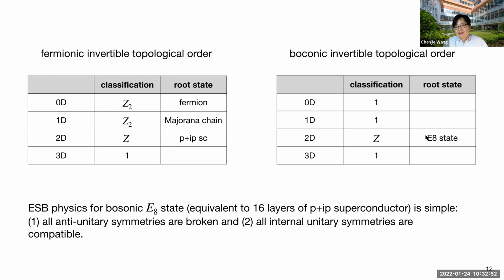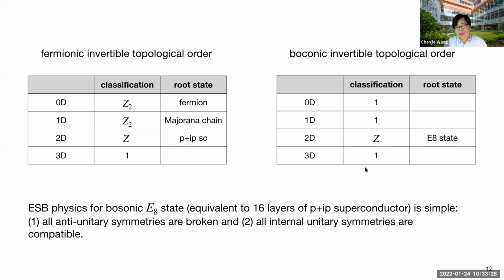For bosonic systems, in 0D, 1D, and 3D, it's all trivial, but in 2D, there is the so-called E8 state. It's more exotic, but roughly speaking, you can think of that as 16 layers of this fermion p+ip superconductor. Maybe some of you have heard of the Kitaev 16-fold way classification. So this bosonic E8 state, if you stack it with the trivial fermion state, becomes topologically equivalent to 16 copies of the p+ip superconductor.